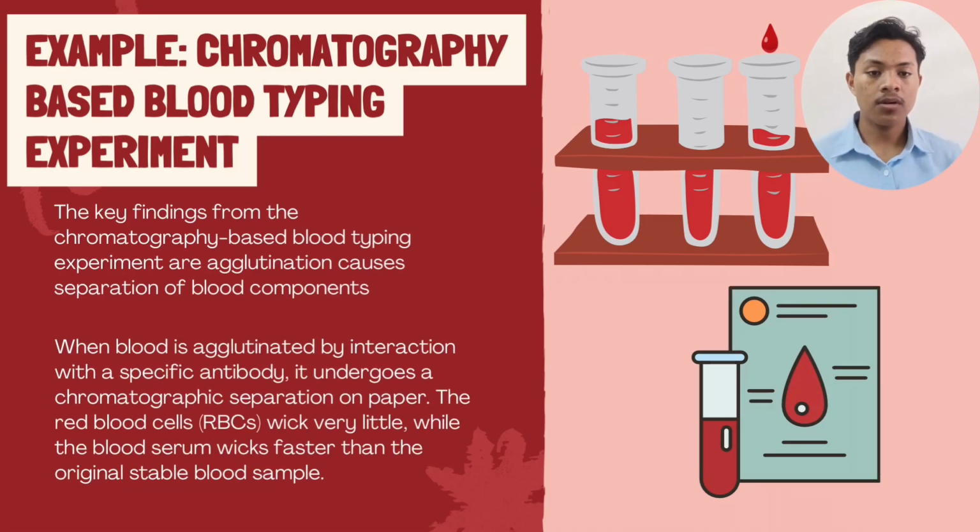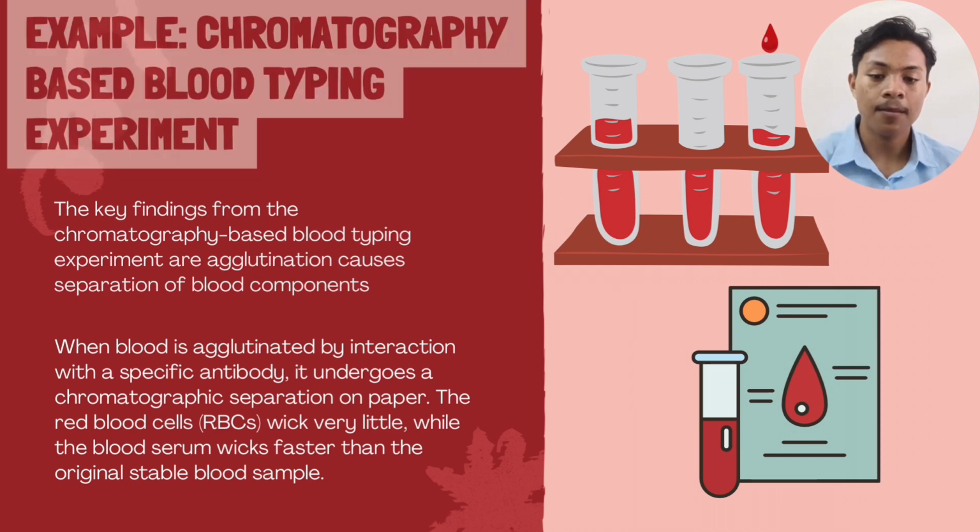And now we go to the example experiment of this topic, and I'm going to explain how blood typing is done using chromatographic separation on antibody treated paper. This innovative method is a quick and effective way to determine your blood type. Let's go through the process step by step.